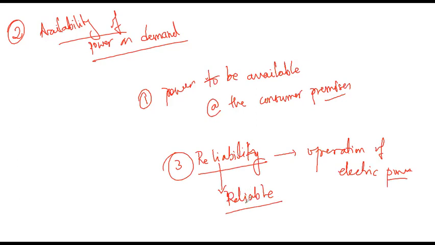Unfortunately, electric power, like everything else that is man-made, can never be absolutely reliable. However, the reliability can be improved to a considerable extent by using an interconnected system and an automatic control system, and by providing additional reserve facilities for the system. So improvement in reliability can be achieved by these factors. So these were the three requirements: first, the proper voltage level; second, availability of power on demand; and next, reliability.